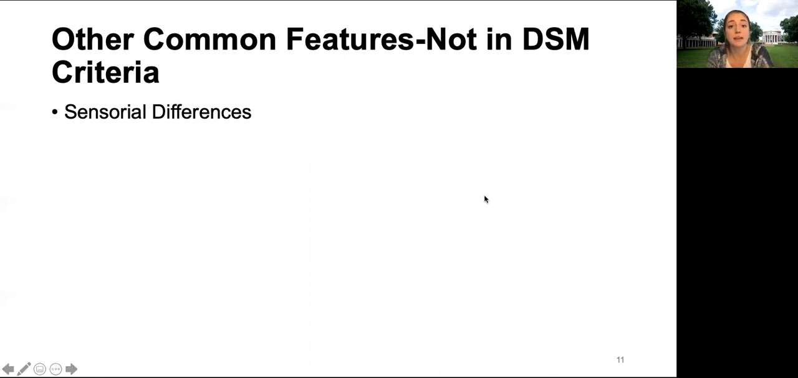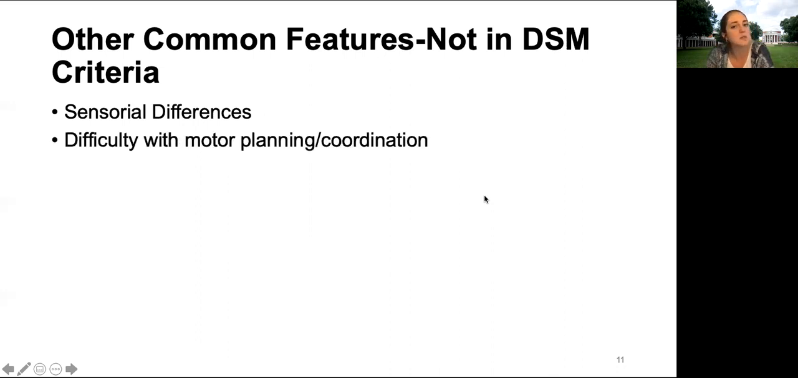Another domain that is not included in the DSM but is experienced by a lot of autistic people is difficulty with motor planning or coordination. Some people describe, for example, "I intend to press this button, but then my body does something else." You might hear some autistic people talking about that by separating what they want to do from what their body does. There's a disconnect there where it's hard for them to get their body to do what they want it to do. That is an extreme case, but generally we do see evidence of motor differences being an important feature of autism.